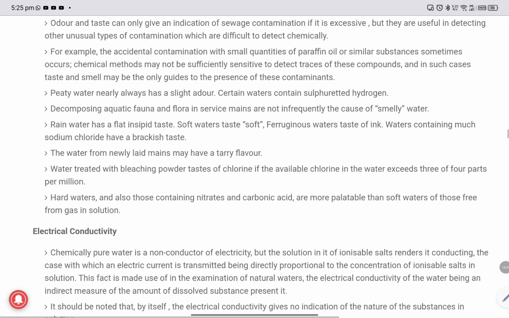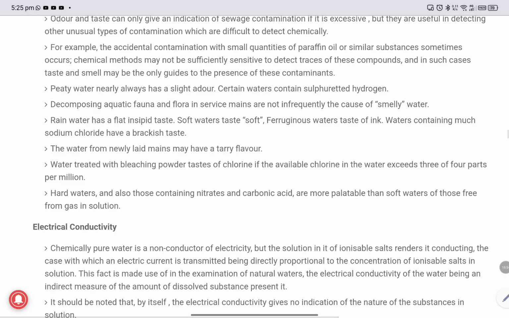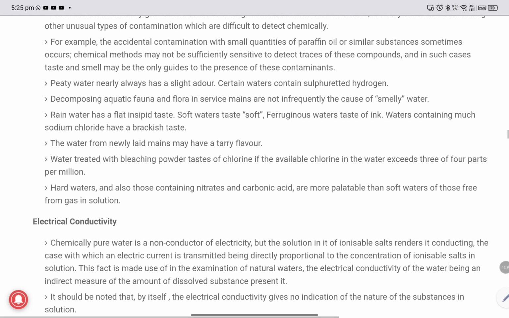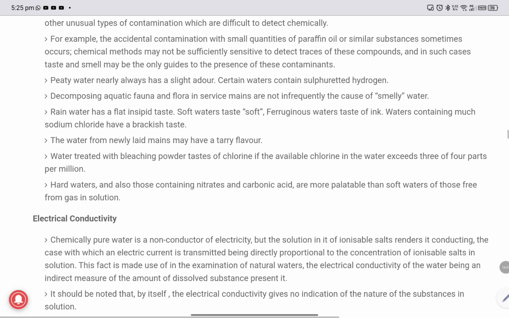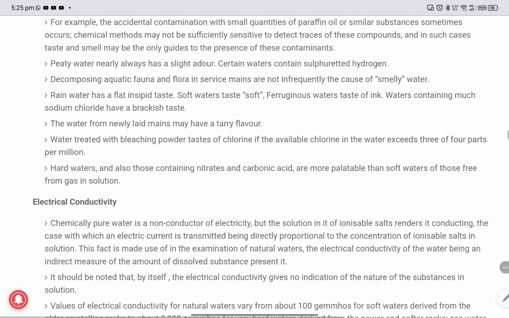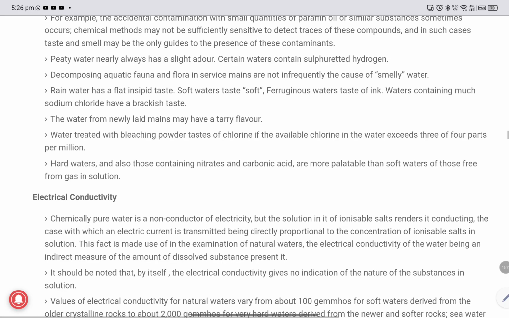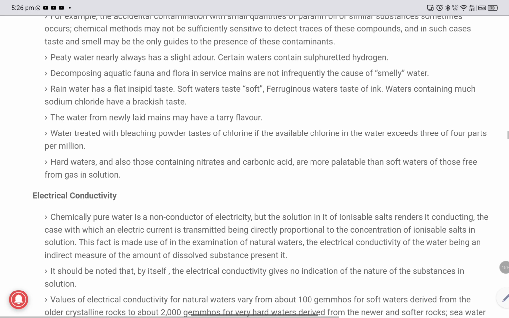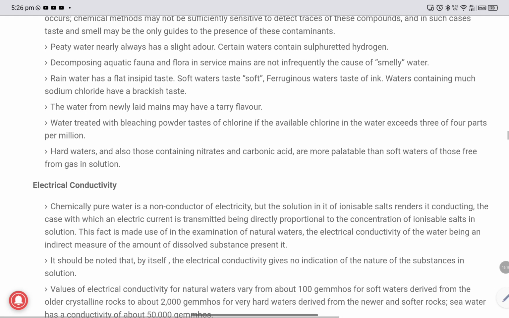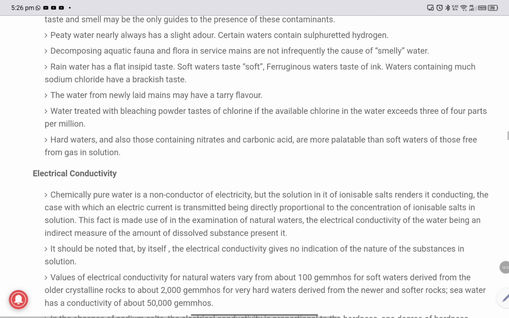Peaty waters nearly always have a slight odor. Certain waters contain sulfuretted hydrogen. Decomposition of aquatic fauna and flora in storage reservoirs is not infrequently the cause of smelly water. Rainwater has a flat, insipid taste. Soft water tastes soft. Ferruginous water tastes of ink. Water containing much sodium chloride has a brackish taste. The water from newly laid mains may have a tarry flavor.